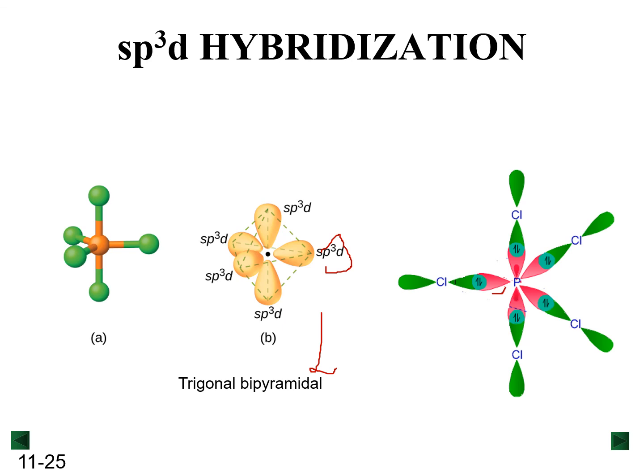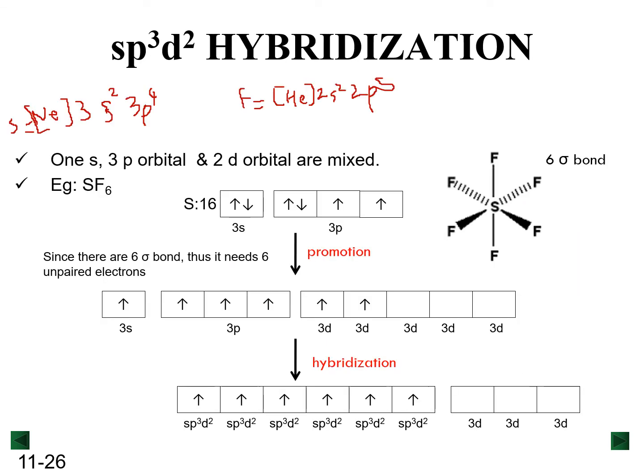forming 5 covalent bonds. Okay, here is the example of sp3d2 hybridization of SF6 molecules, and we can see here it has 6 sigma bonds, meaning the S will contribute 6 electrons and F will contribute another 6 electrons, forming 6 sigma bonds. As we can see from the valence orbital of S, it has 2 unpaired electrons in the orbital, meaning that it cannot form 6 bonds. So what we need to do, we need to promote 1 electron from S here and 1 electron from P here to the d orbital.